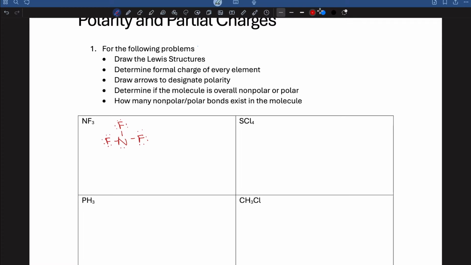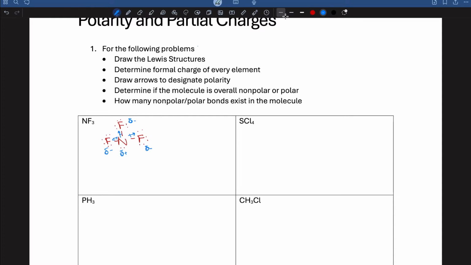And according to our electronegativity, fluorine is much more electronegative than nitrogen, so we're going to draw these arrows in blue to show that the electron density is going to be surrounded mostly on the fluorines. And since the electron density is mostly around the fluorines, they are going to be partial negative, shown by sigma negative, lowercase sigma. And then the nitrogen is going to be partially positive, right? Because it's losing some of that electron density.